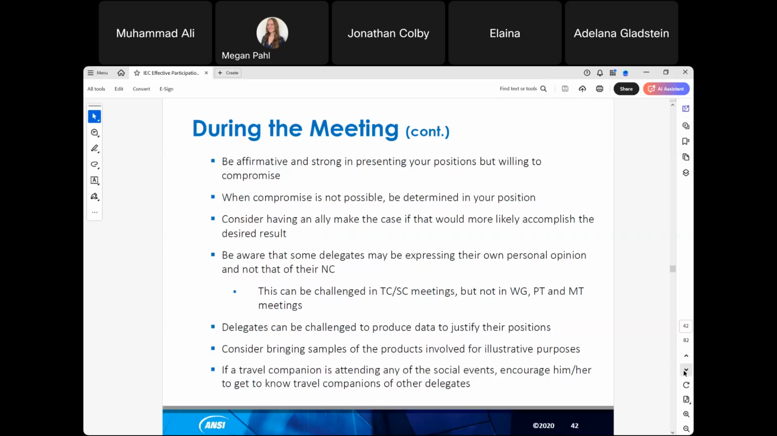You can be asked to produce data to justify a position, and consider bringing examples of products so that you can illustrate your position. Those can be helpful in getting points across. If you're traveling with someone as a travel companion, as an accompanying person, encourage them to attend social events and get to know the travel companions of other delegates. It's very nice to be able to socialize outside of the meeting as well, and that helps you to form relationships that help you in the meeting.